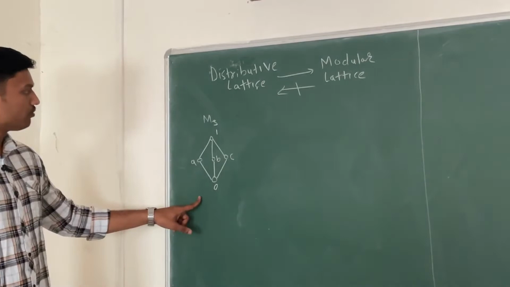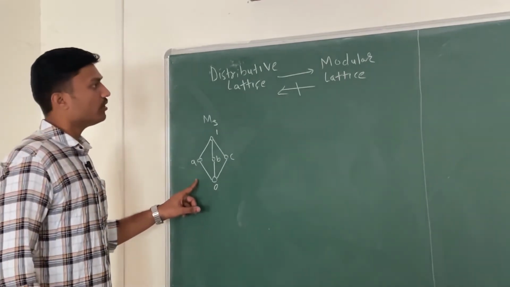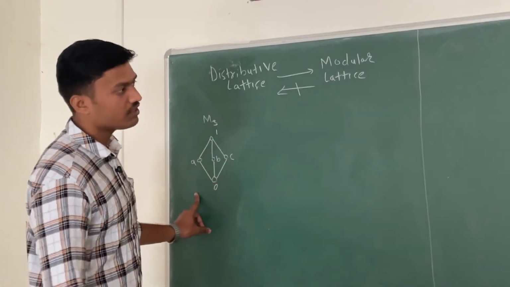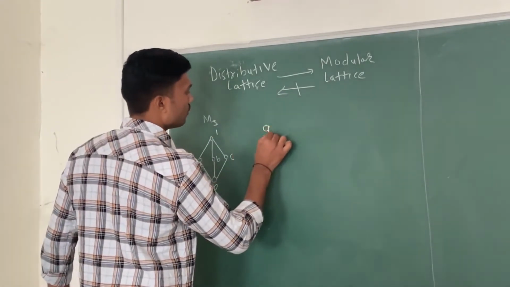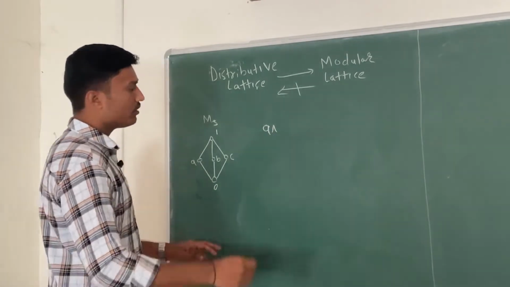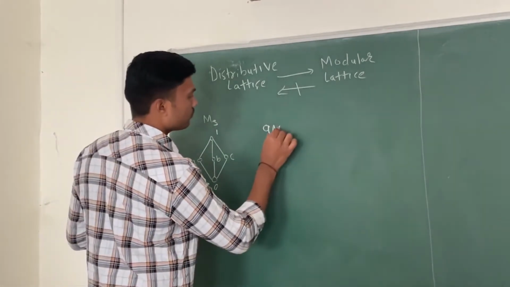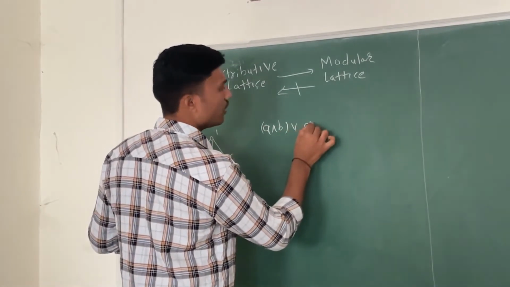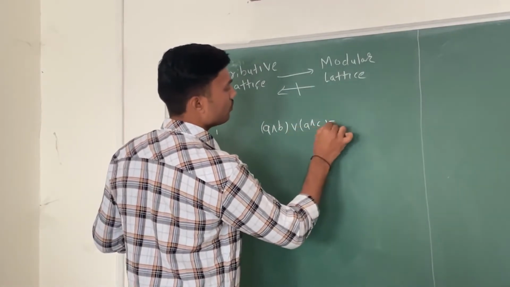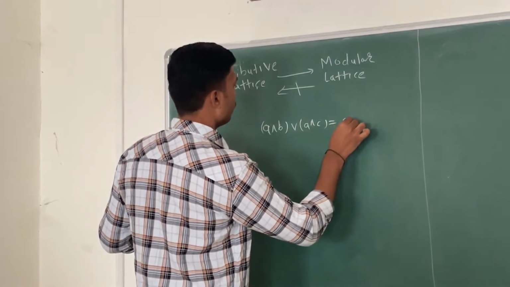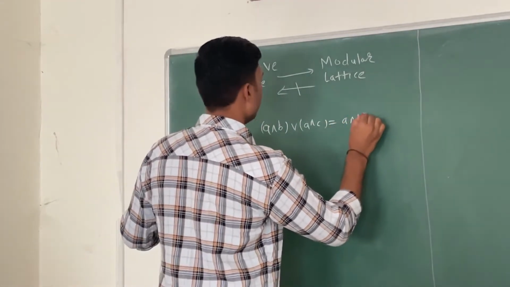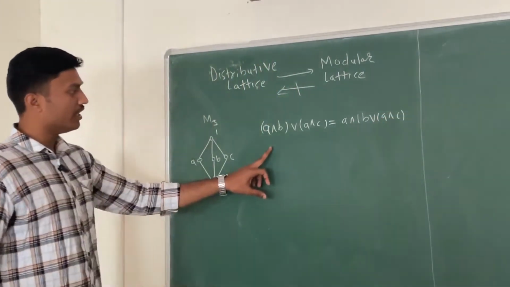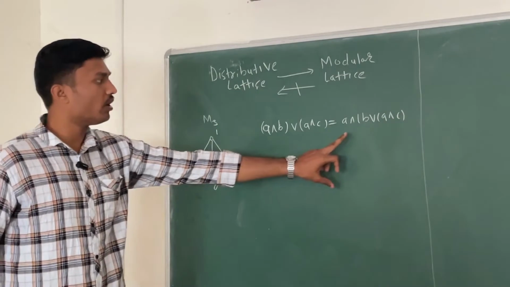This is the diagram of the diamond lattice. First we will show that this is a modular lattice. The definition of modular lattice is already there, no need to write again. A meet B join with A meet C is equal to A meet in bracket B join A meet C. We will show that the LHS is equal to the RHS.